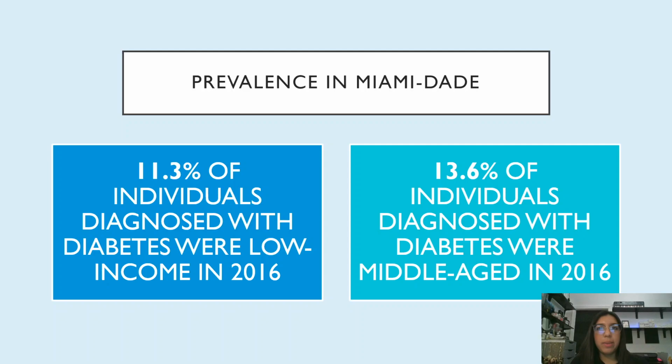So in Miami-Dade County, according to a surveillance report conducted, 11.3% of individuals with an annual income of less than $25,000 were diagnosed with diabetes in 2016. This was the highest rate between the range of incomes examined. At the same time, the same report showed that 13.6% of individuals with diabetes were middle-aged. This rate increased from the 2013 version of the report, where middle-aged people only came in at 8.8%. So if there are no interventions planned, there's a high likelihood that these rates will only continue to increase.